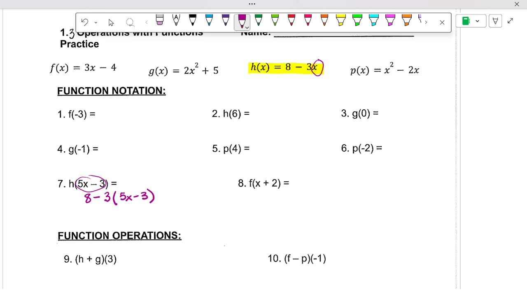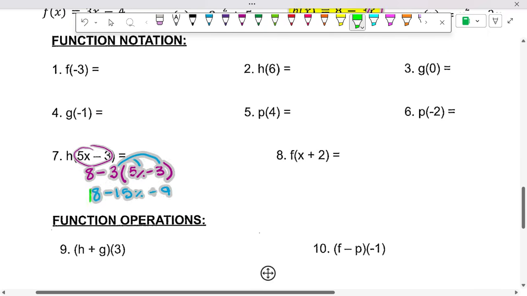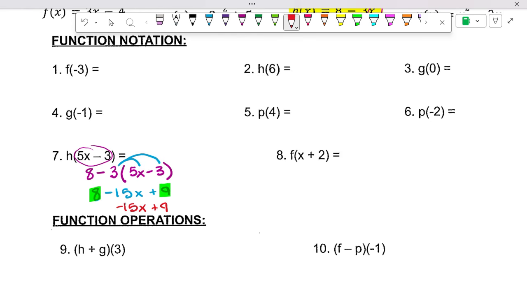Pretty much, yeah. So let's finish it up though. So I'll distribute the negative 3. So I get 8 minus 15x plus 9. And then what's the only like terms I have to combine? The 8 and the 9. So what's 8 plus 9? 17. So your answer is negative 15x plus 17. So it looks terrifying, but in reality, you're just plugging it in for x and simplifying.